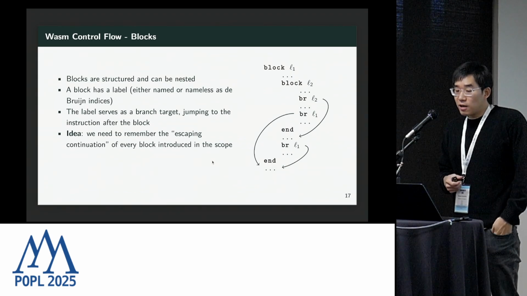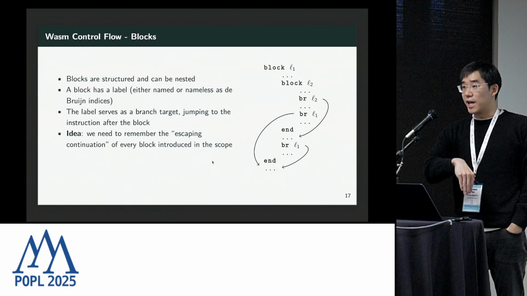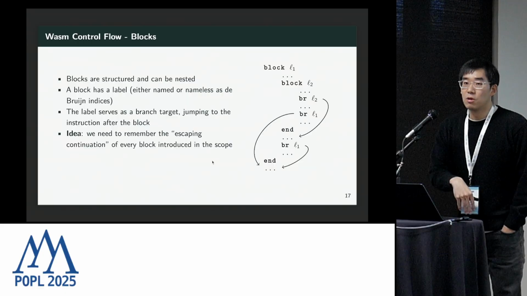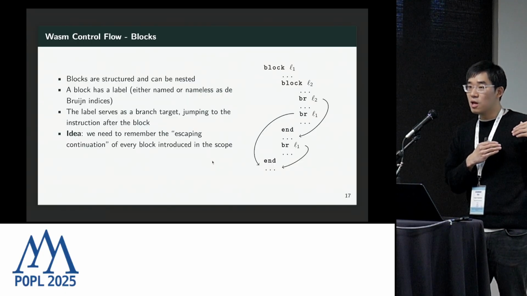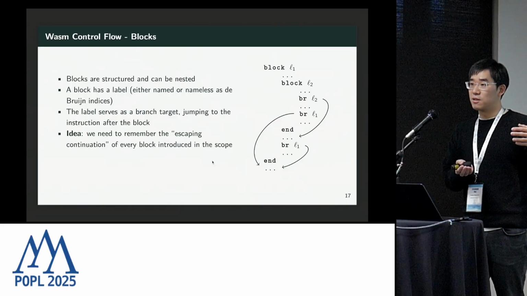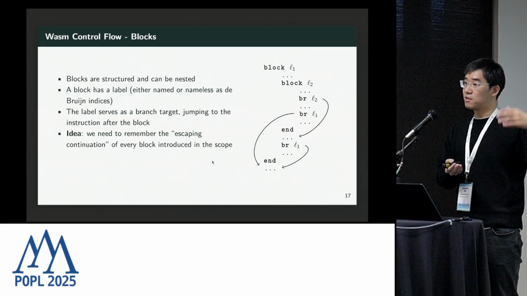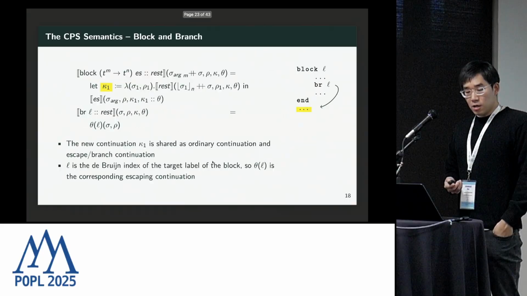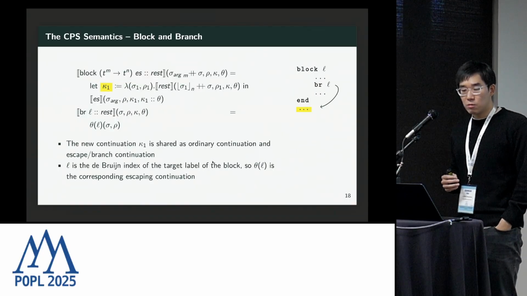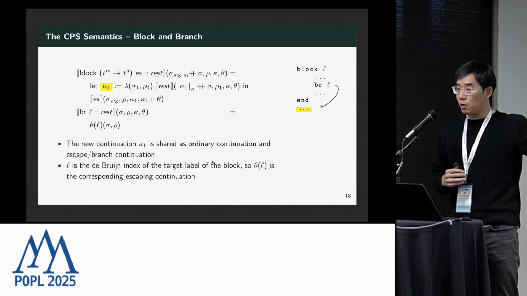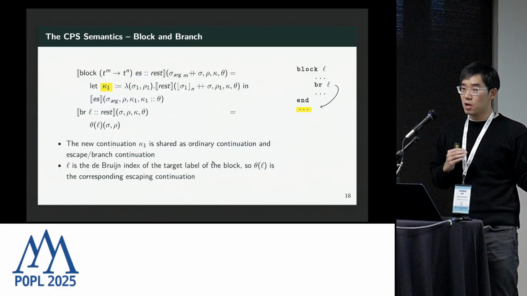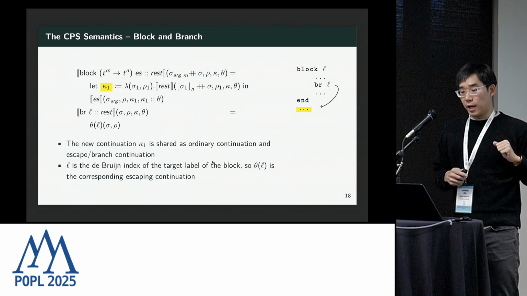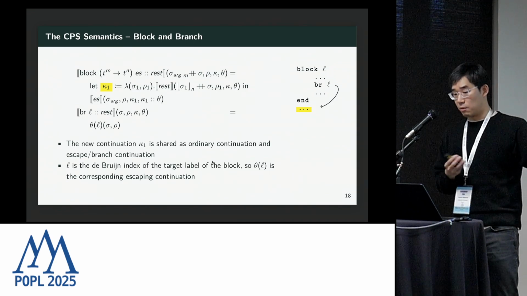And for the block semantics, we're really just jumping to the end of the block, right? So the idea here is that we need to remember the escaping continuation once we go into the block, so that if there's a BR instruction inside the block, we can just discard the rest of the continuation and jump to that. Okay. Then in the definition here, we define kappa 1 as this escaping continuation, which recursively calls on the rest of the instructions.